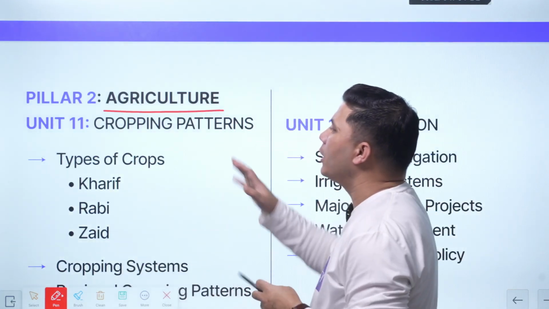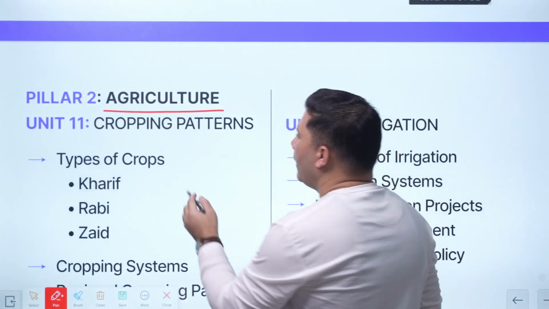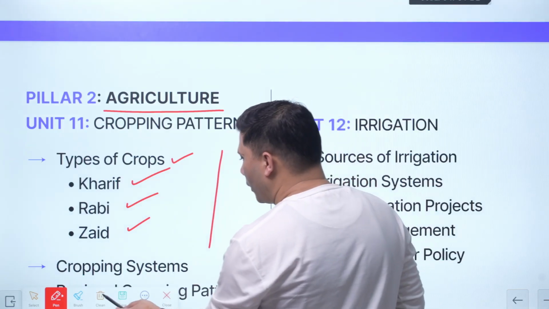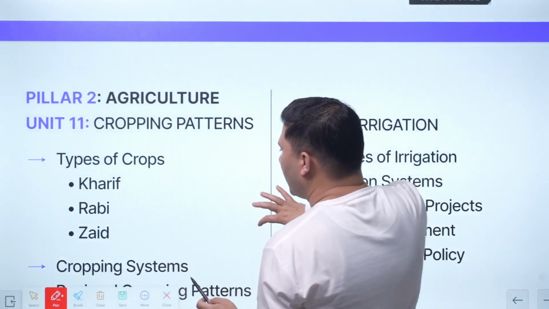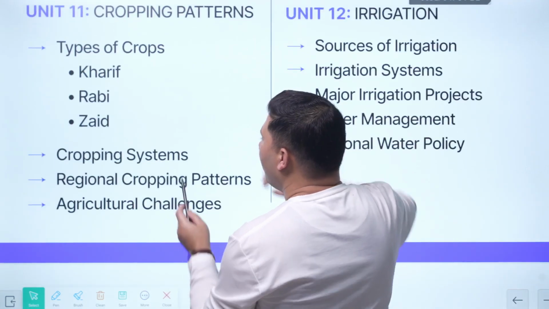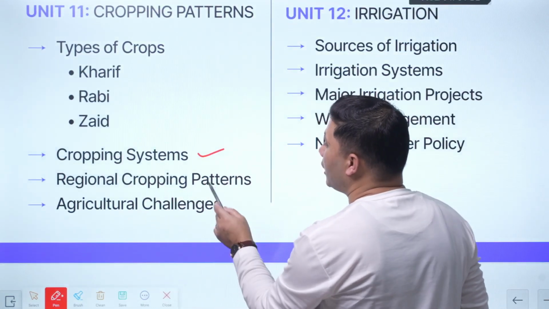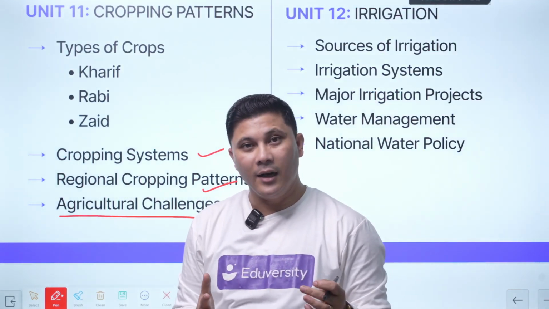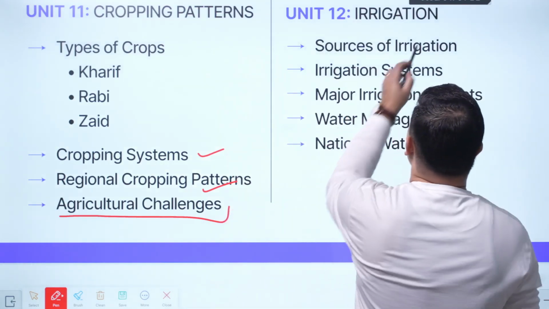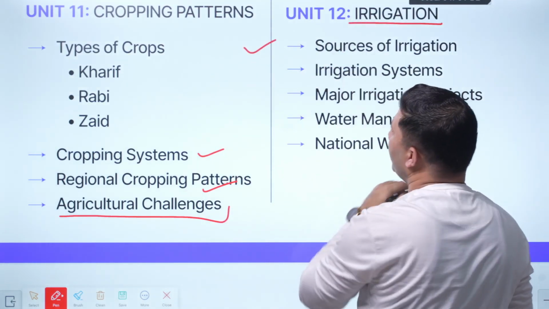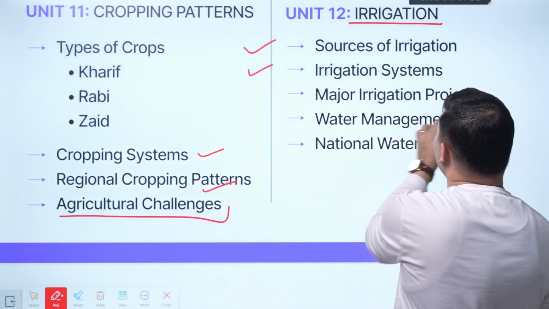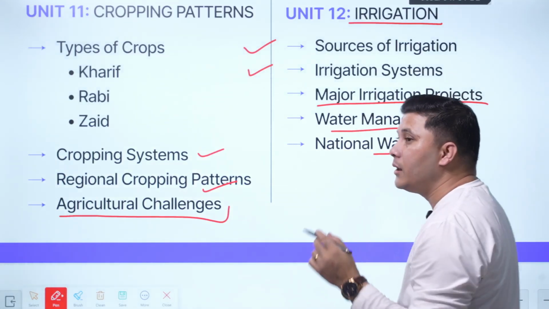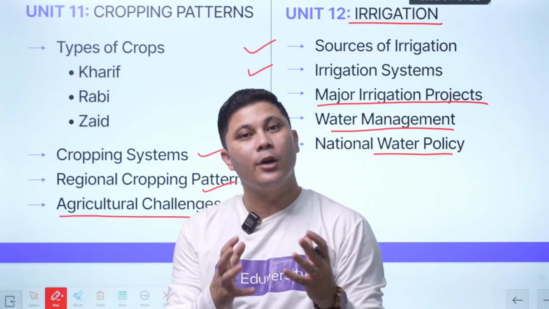In agriculture, cropping patterns are very, very important: the types of crops, Kharif, Rabi and Zaid crops. After that, the cropping systems, regional cropping patterns, and the agriculture challenges in India. Apart from that, we have to study irrigation, the sources of irrigation in India, and major irrigation projects, which are very, very important. Then water management in India and the National Water Policy, which you have to study in depth.